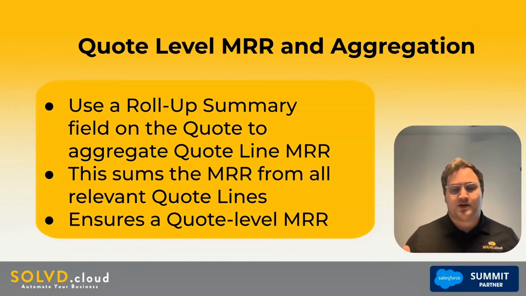We've now discussed how to get MRR at a quote line level. To get MRR for a quote total, we can use a roll-up summary field. We would set this up on the quote object to look at quote lines as its children. This will summarize the MRR of all the quote lines related to the quote. We also have the ability here to add filters if desired to exclude certain quote lines.